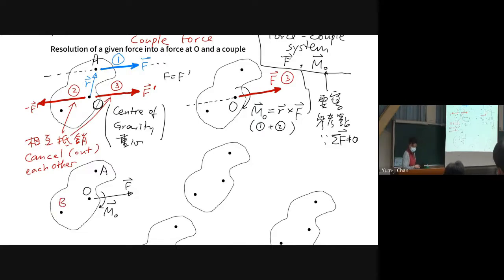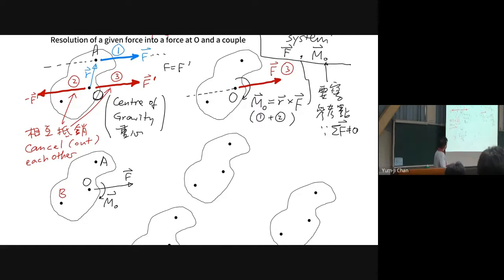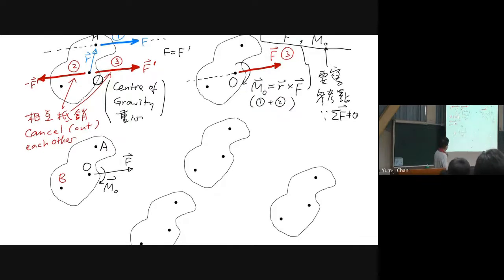Suppose we want to put everything at point B. We don't want to put things at point O. So how should we do this problem? We divide the problem into two. We divide the problem into the part of F and the part of MO. Okay?